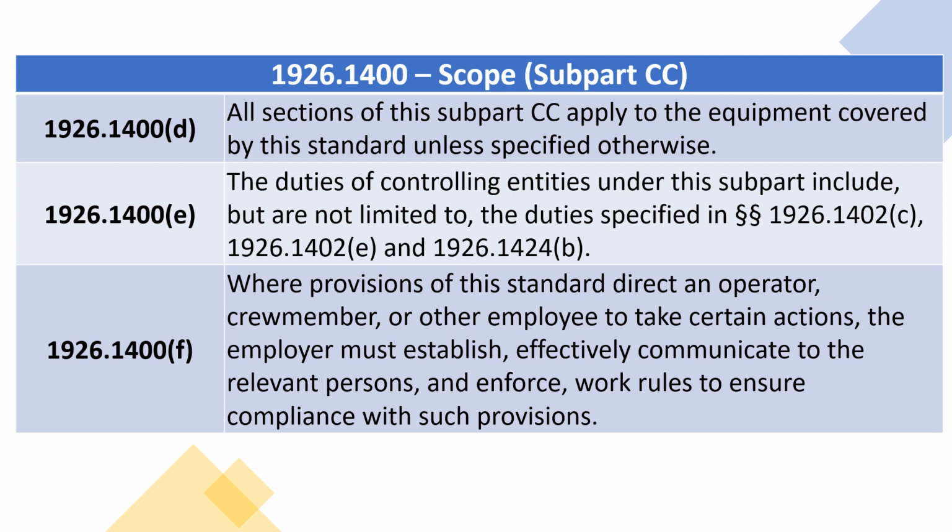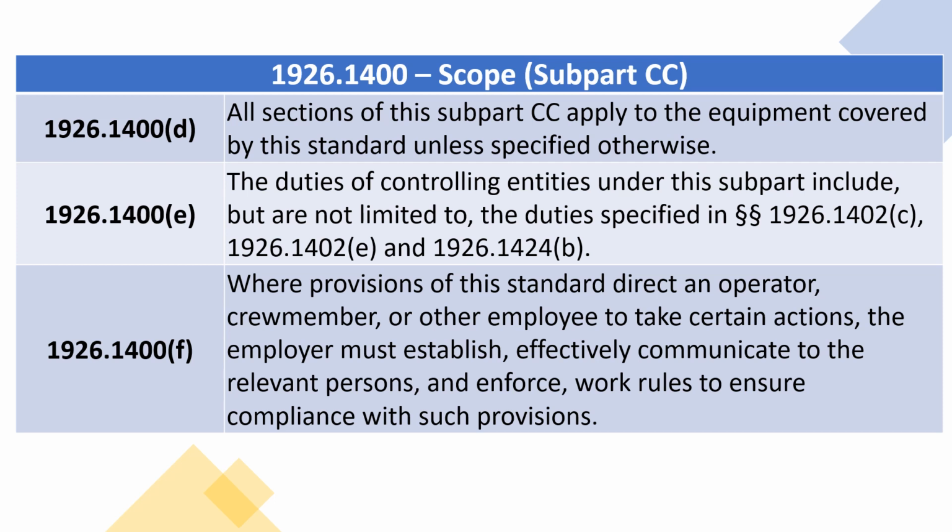1926.1400(d). All sections of this subpart CC apply to the equipment covered by this standard unless specified otherwise. 1926.1400(e). The duties of controlling entities under this subpart include, but are not limited to, the duties specified in sections 1926.1402(c), 1926.1402(e), and 1926.1424(b).